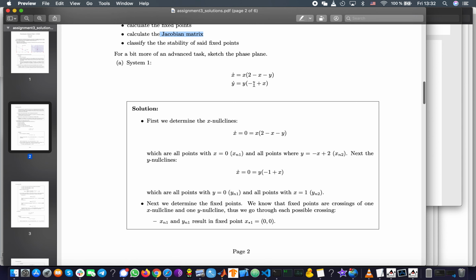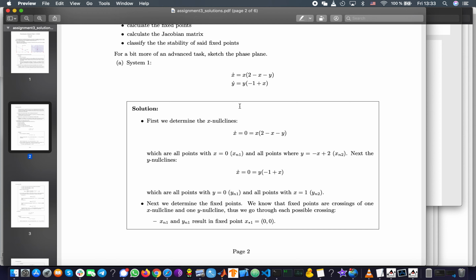So if we have a system 1 like this, is it linear or non-linear? It is non-linear. Why? Because we have x squared, or we have x times y. So we have some functions, and this is a nonlinear equation.